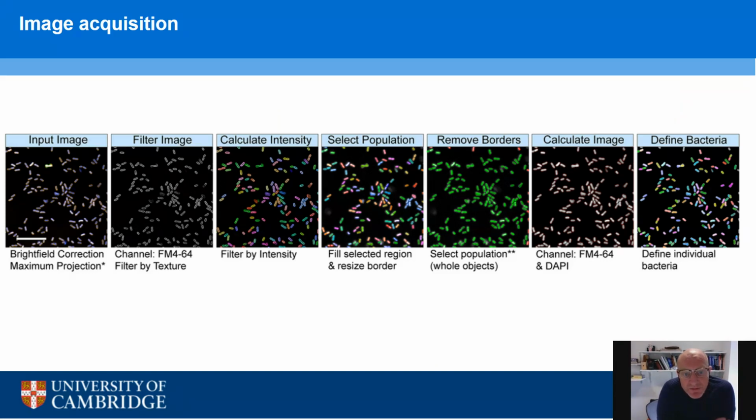So input the image, we'd filter the image, look at the intensity of the organisms. We can select the populations that we really want to, remove the borders around them, then do the calculation and then define the bacteria. And that then produces a number of different variables that we can then work on and put through various pathways that we're developing in the laboratory.